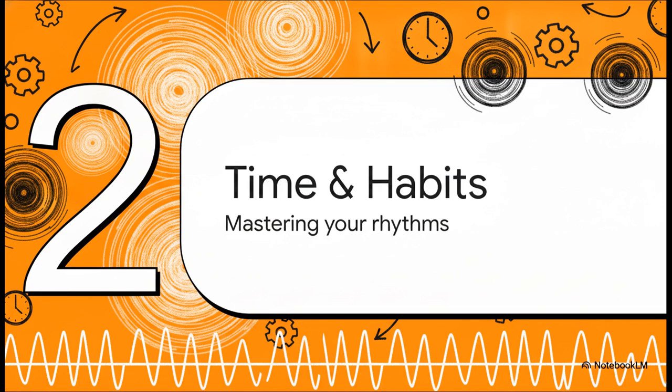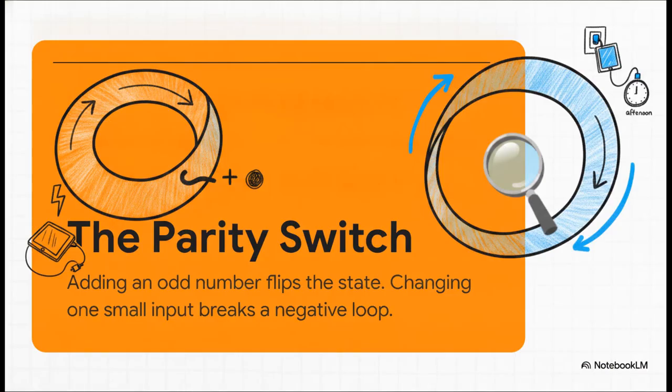Moving right along to Section 2, Mastering Time and Habits. Let's shift our focus from daily capacity to the actual loops that drive our behavior. Ever heard of a parity switch? Consider the Möbius loop concept, which is modeled right after parity in math. Just like adding a single odd number completely flips the state of an even number, changing one tiny input in your life can break a totally predictable negative loop. For example, if seeing your tablet sitting on your desk always triggers a late homework cycle, simply charging that tablet in another room acts as the tiny switch that flips the parity of your entire afternoon. It's a real game changer.